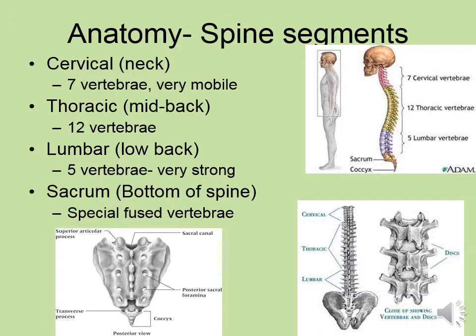Then we have our large flat fused vertebrae called the sacrum at the bottom of the spine. And we do have nerves that exit the spinal cord through the sacrum, which is why it's considered a part of the spine. But those are special fused vertebrae, and we don't give them individual numbers like we do with the rest of the spine.